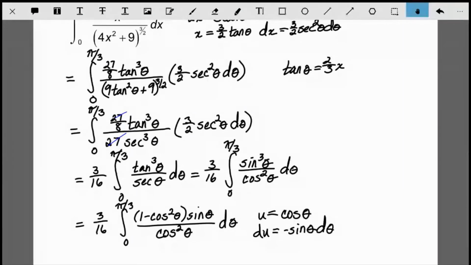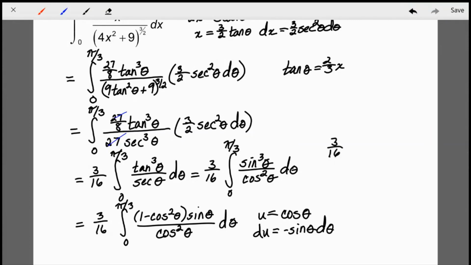I'm running out of space here, so I'm going to move over here to the right. When I do that substitution, this whole thing is going to become 3/16, and it's going to be negative because I've got to put a negative in there with that sine. My limits of integration are going to change again. I'm not going to deal with that just yet. But my 1 minus cosine squared becomes 1 minus u squared, the cosine squared becomes u squared, and negative sine theta d theta becomes du.